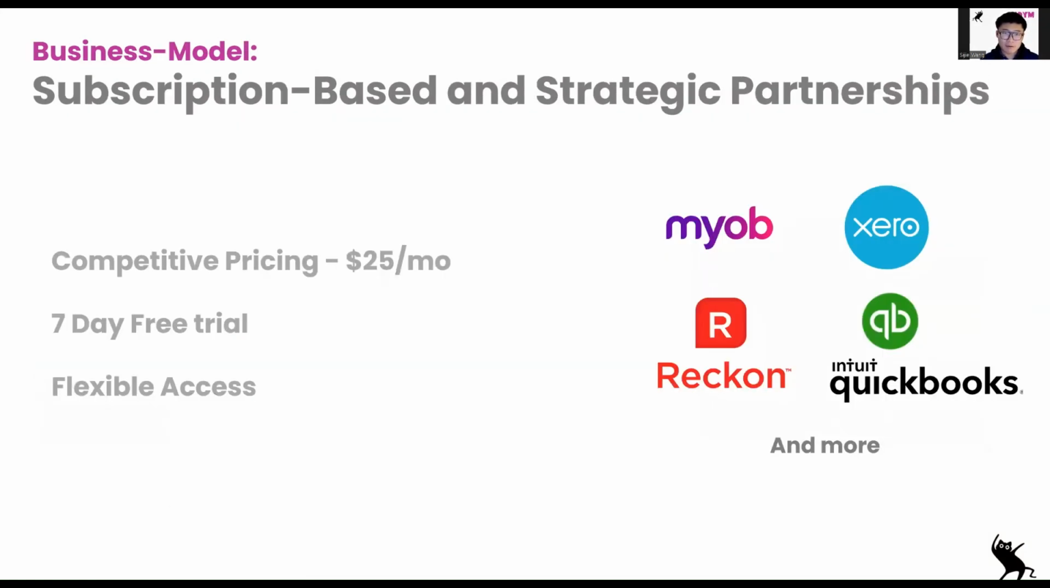Turning to our business model, MyCat will be offered on a monthly subscription basis at $25 per user, with no long-term commitments. Users can enjoy a 7-day free trial to explore MyCat's full capabilities. This pricing point has been chosen based on an analysis of relevant existing product solutions and the advanced AI capabilities additionally offered by MyCat. MyCat will partner with accounting softwares such as MYOB and Xero to ensure seamless data integration.